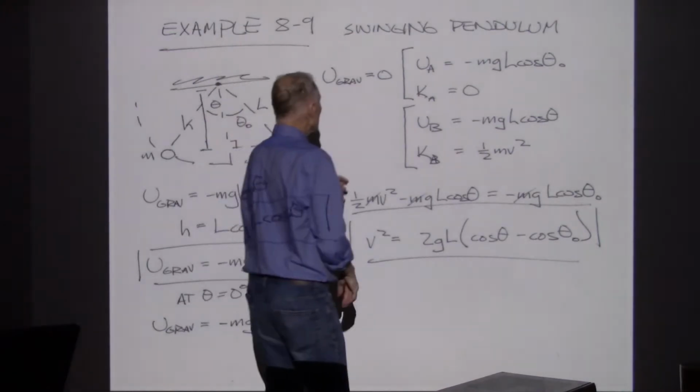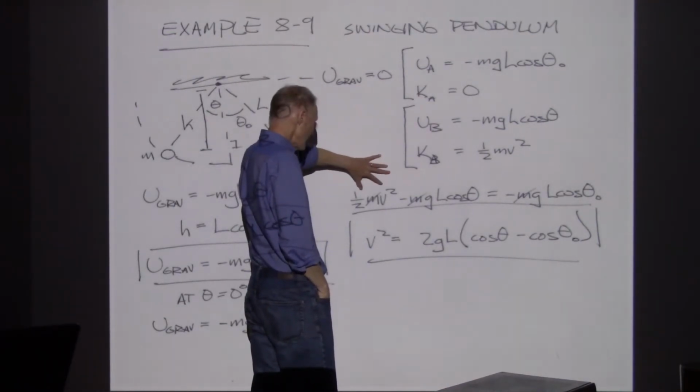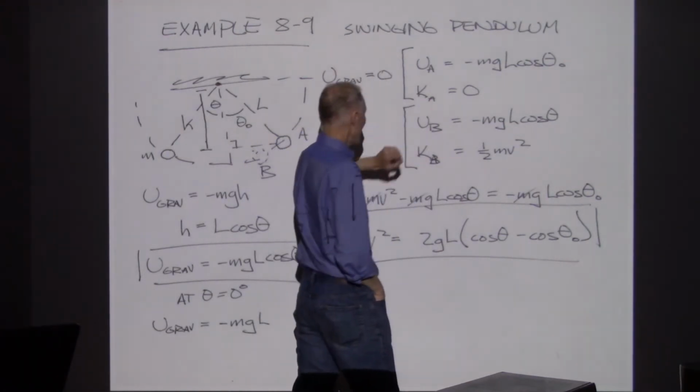So if we take all the energies at point A, here's the potential energy, and here's the kinetic energy at point A, which is going to be 0. That drops out.